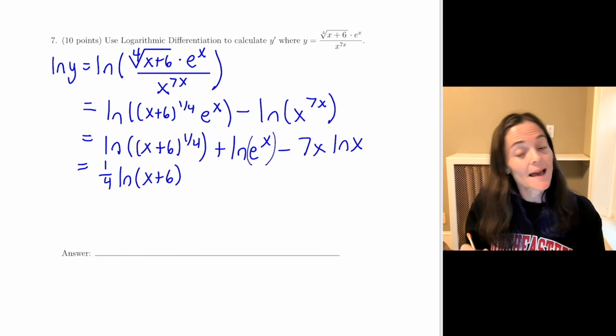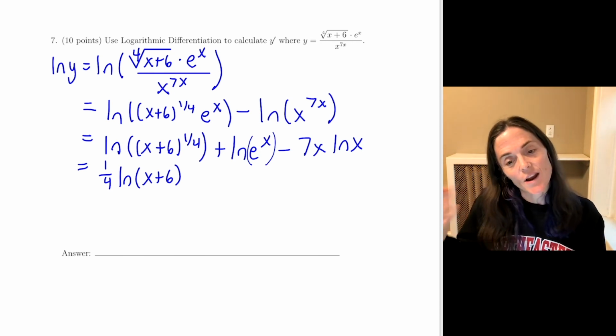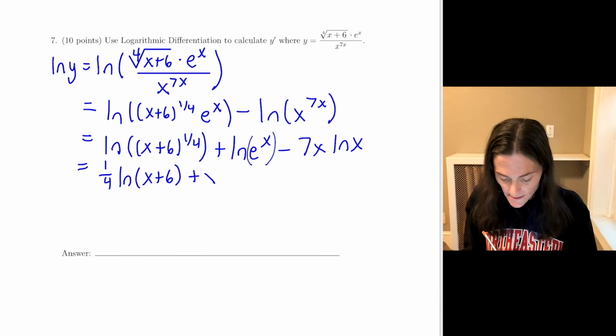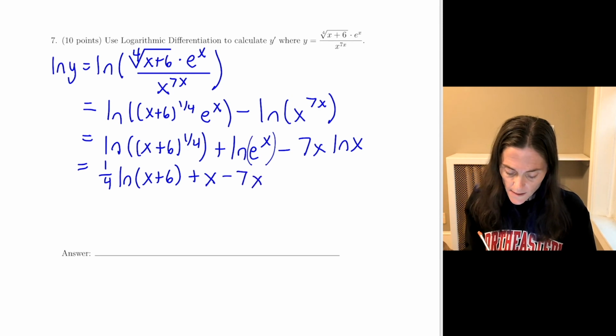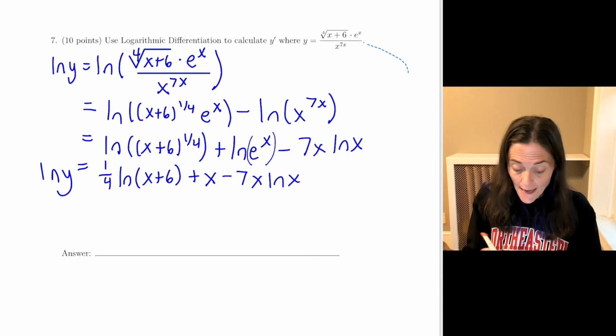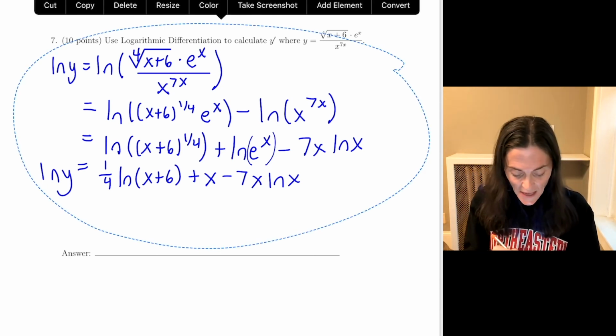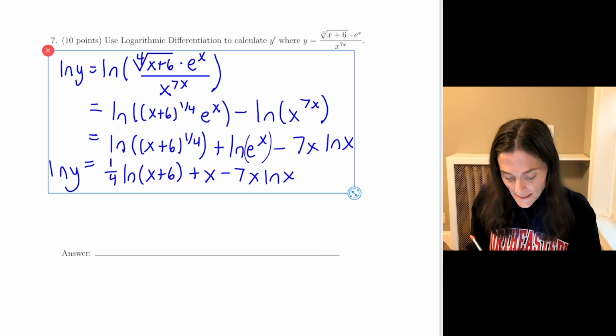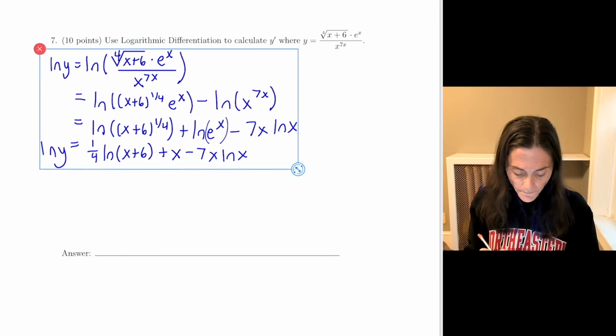Also, you can just use the fact that e to the x and ln x are inverse functions. So this is just x. And then we have this, 7x ln x. All of this is still ln y. Now I'm ready to differentiate. I have simplified as much as possible.